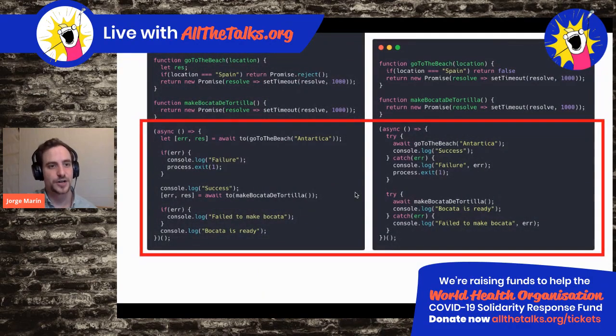This is a comparison where before, on the right hand side, you can see the try catches. And now we have this let error, response. We save the error and the response and then act if there's any error.